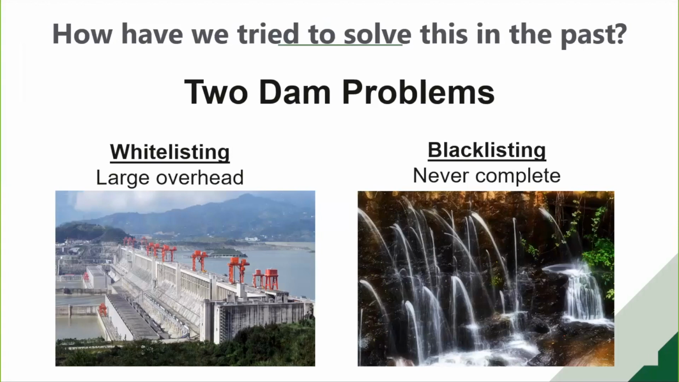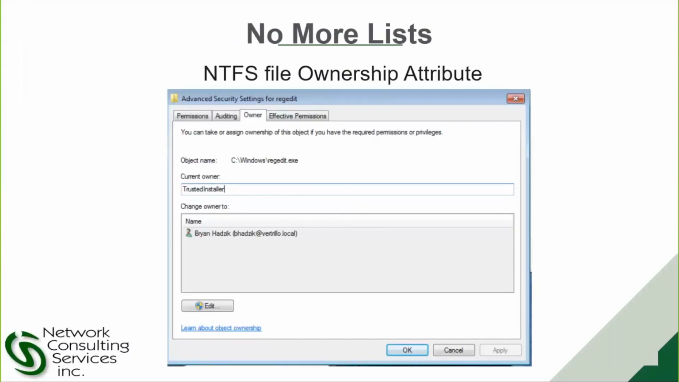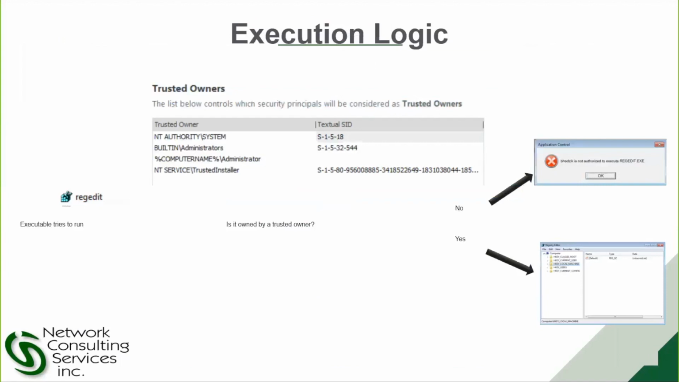So we're going to take a different approach with our application control, and it's actually really straightforward. We're going to look at the NTFS file ownership attribute. Who owns this file? And make relatively simple logic associated with that. Something tries to run, regedit tries to run. We're going to look at the trusted owners. That's just something in our configuration where we say, who do we trust? If the owner is trusted, yes, it's allowed to run. If the owner is not trusted, no, it's not allowed to run.